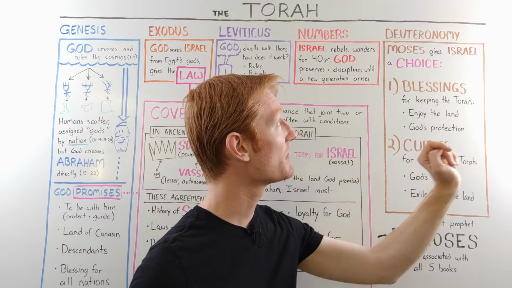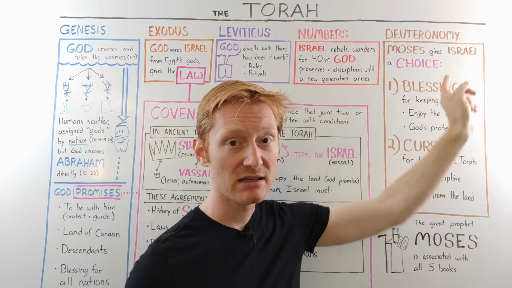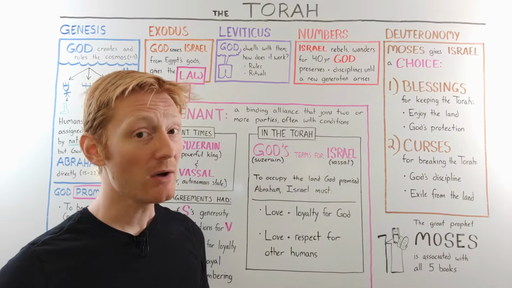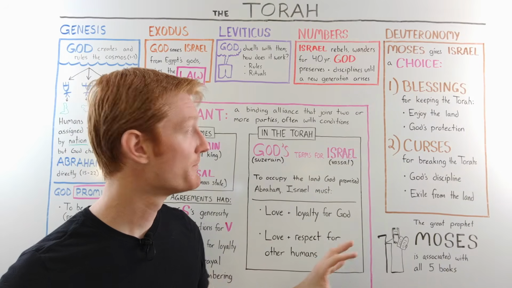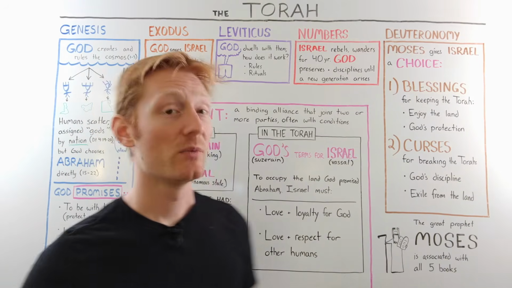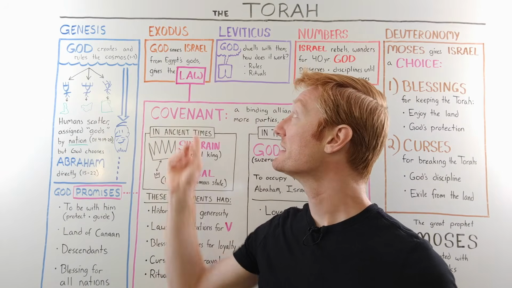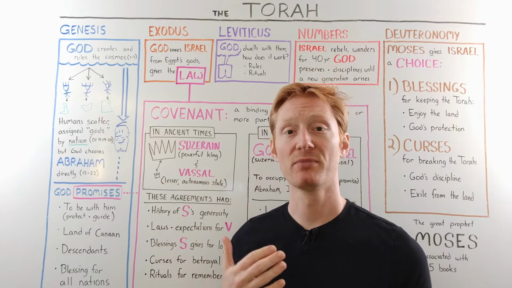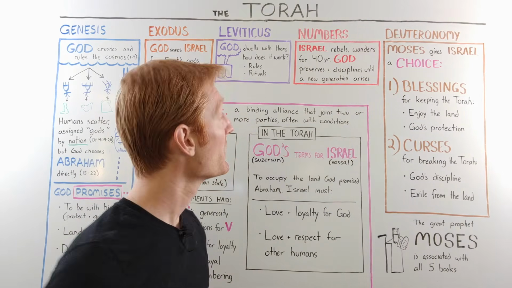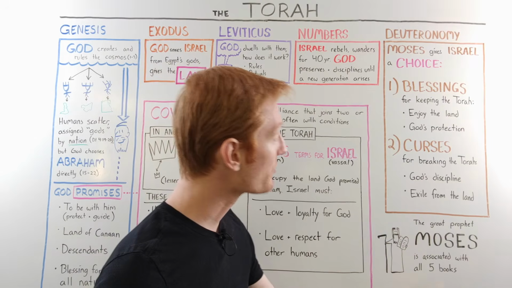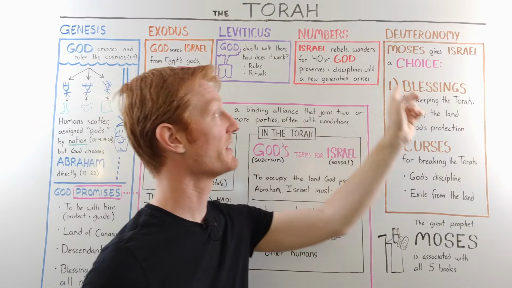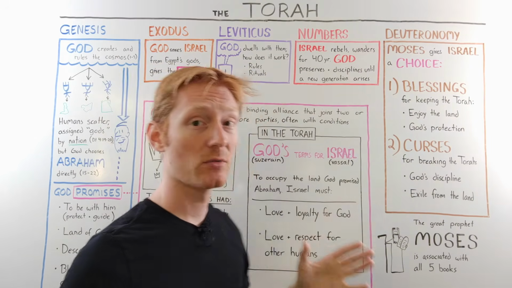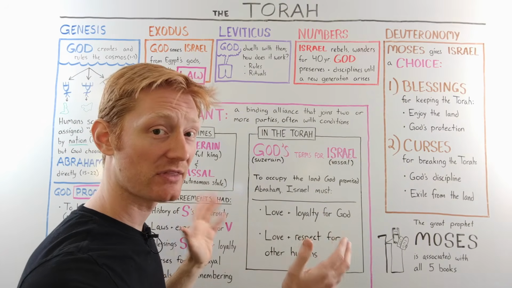And then in Deuteronomy, we see Moses giving Israel that choice. Now, Moses is this iconic, ancient, great prophet that the Israelites believed was the mediator of this covenant. He was the go-between for God and the people of Israel. And right as Moses is about to die, Moses gives this new generation of Israelites a choice. He says, remember, we have this existing relationship with God.